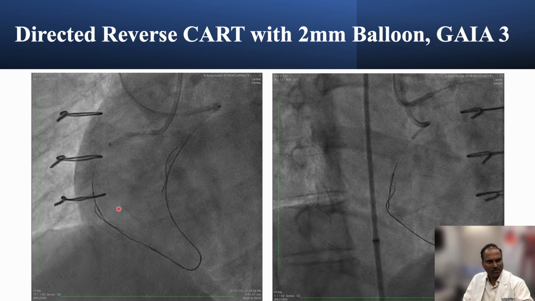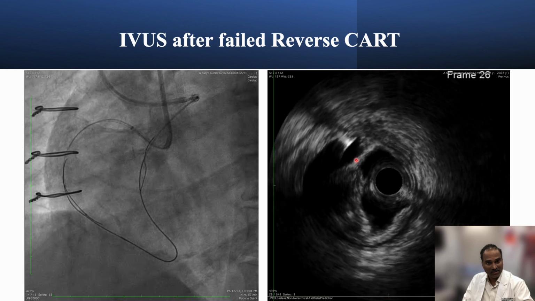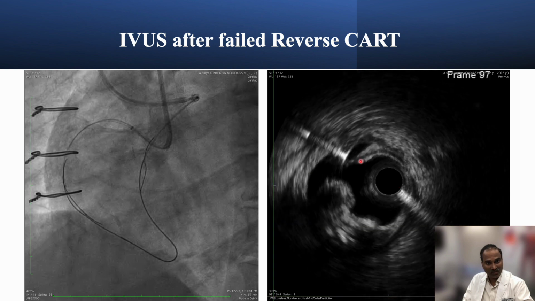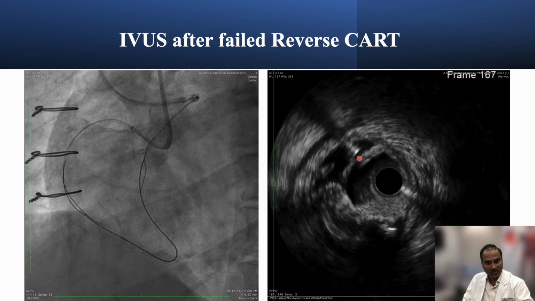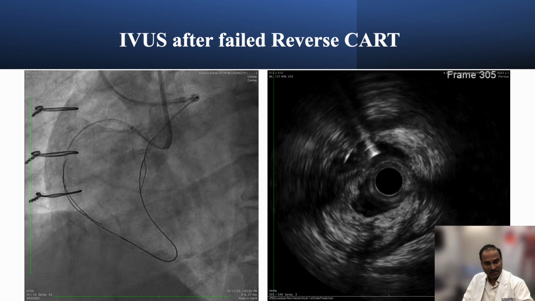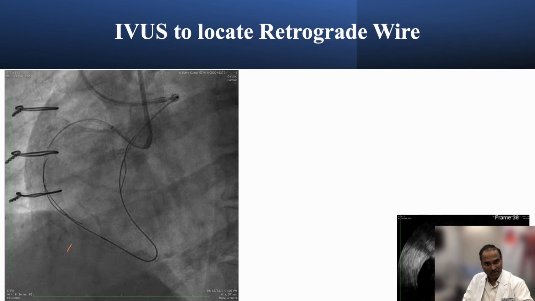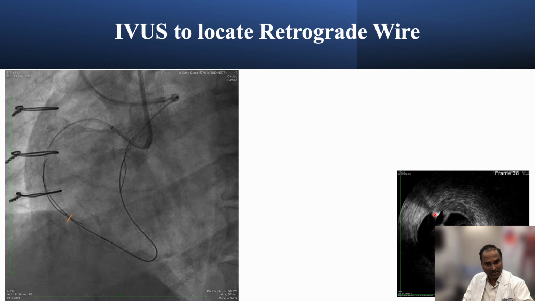So we switched to reverse CART, directional reverse CART, but despite repeated attempts, we failed in connecting the spaces. You can see here, we did an IVUS to understand why we were not able to bring the retrograde wire into the antegrade catheter. You can see this is the retrograde wire, which was actually, you can see here, in the subintimal space.